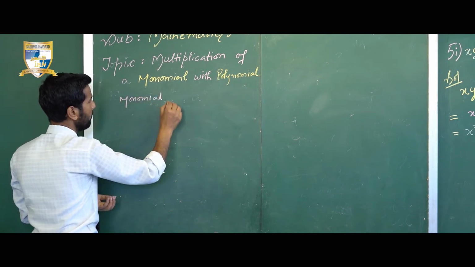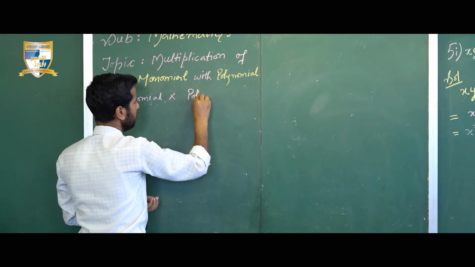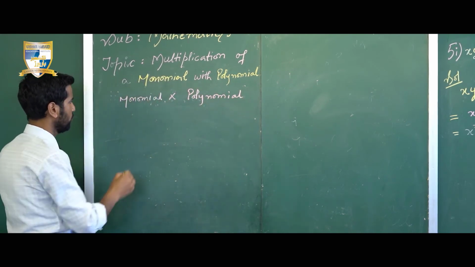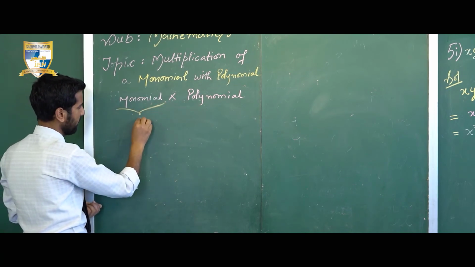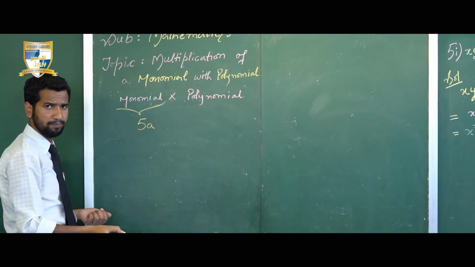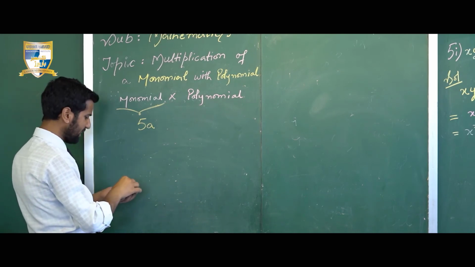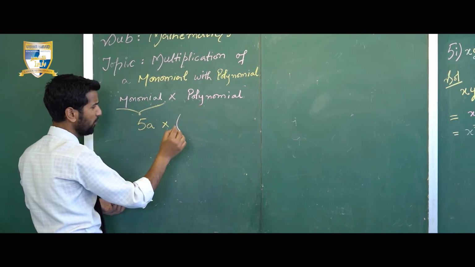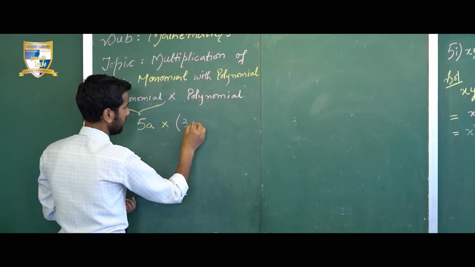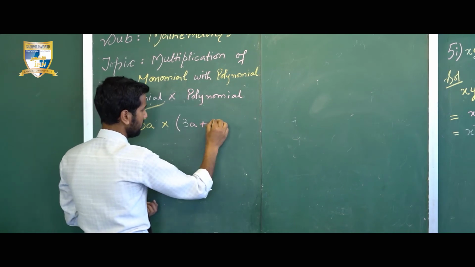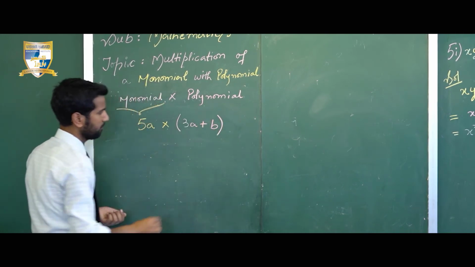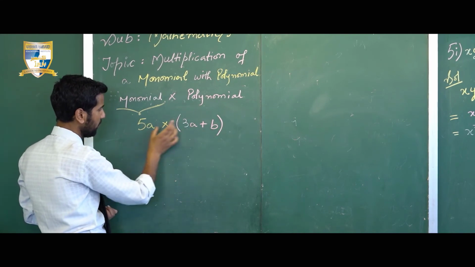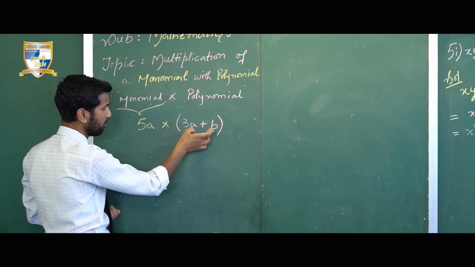It will be a monomial multiplication with any n term polynomial. So let's take an example here. 5a, for example, is a monomial, and that's in multiplication with, let's take any n term polynomial, let's take a binomial here, 3a plus, for example, b here. So this monomial is in multiplication with this binomial. So 5a is in multiplication with 3a plus b.